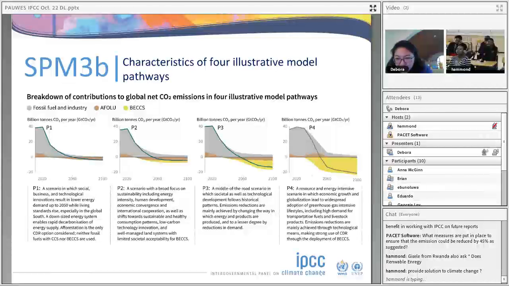Let's see, what measures are put in place to ensure that emissions could be reduced by 45% as suggested? As mentioned when I was referring to Lewis's question about the biggest challenges, the biggest changes need to happen now, because we have up to 2030 to reduce emissions by 45% in order to be on a pathway that does not take us to an overshoot.